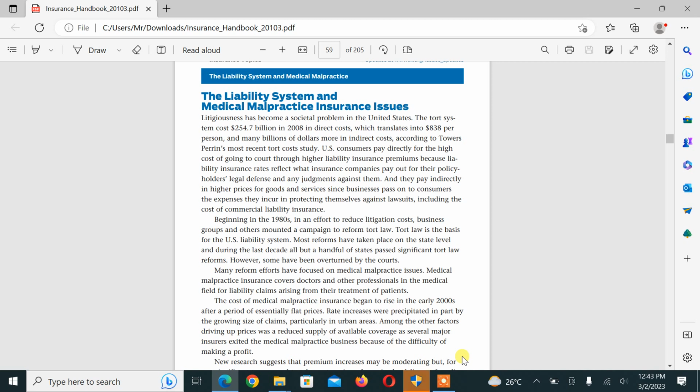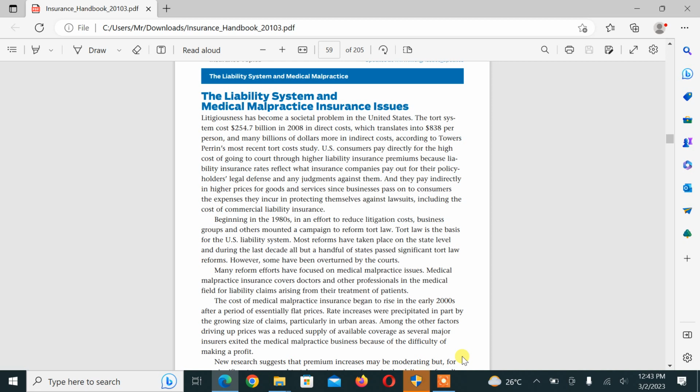Litigiousness has become a societal problem in the United States. The tort system cost $251.7 billion in 2008 in direct costs, which translates into $838 per person, and many billions of dollars more in indirect costs.